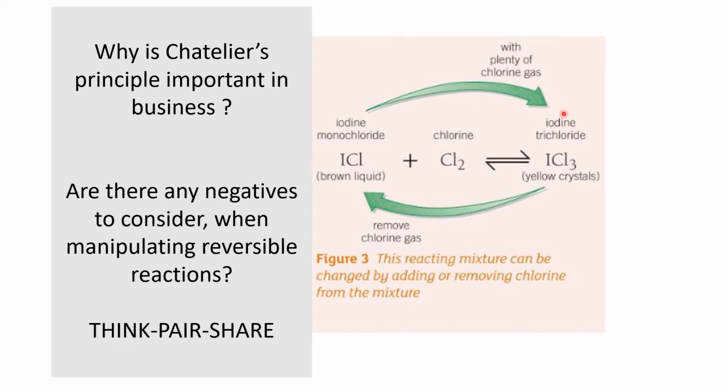So if you've got lots of chlorine gas, it forms iodine trichloride, and then you can remove that chlorine gas and it'll go back to being iodine monochloride. So depending which way you want to go, you can either form iodine trichloride by adding lots more chlorine, or you can start removing the chlorine to get iodine monochloride, depending on what you actually want. Do you want iodine monochloride or iodine trichloride? You have a choice, which is the good thing with Le Chatelier's Principle.